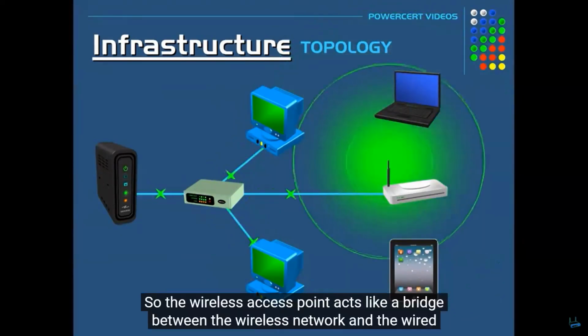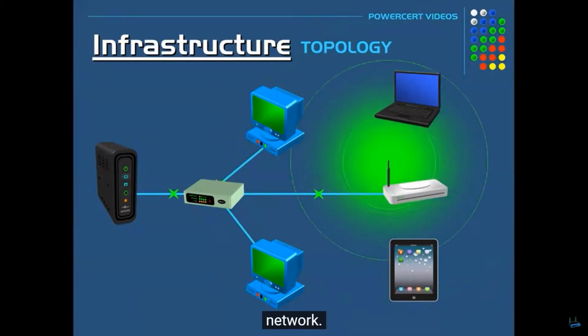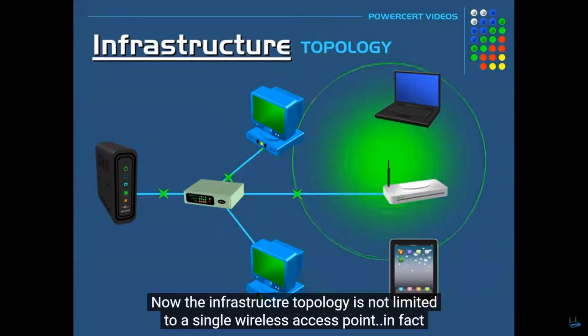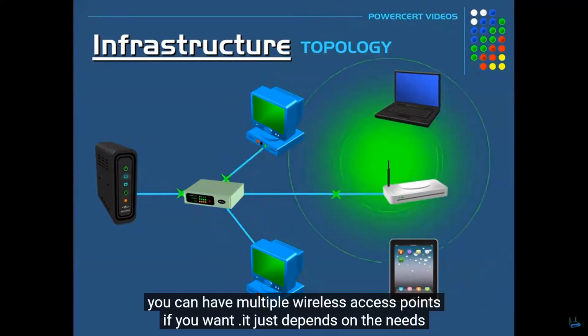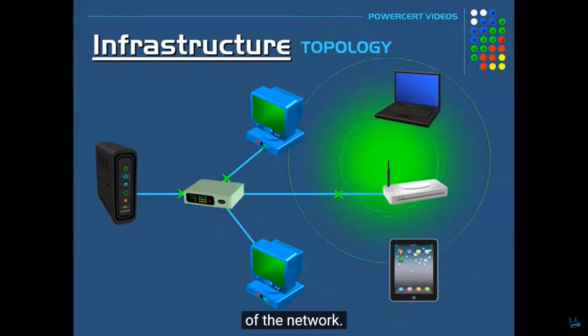So the wireless access point acts like a bridge between the wireless network and the wired network. Now the infrastructure topology is not limited to a single wireless access point. In fact, you can have multiple wireless access points if you want. It just depends on the needs of the network.